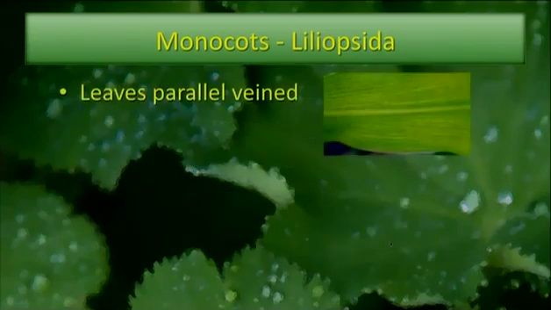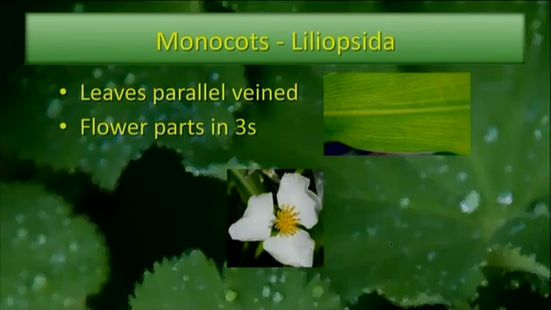Now the leaves of monocots, recall, are parallel veined. Remember that onion we looked at? And they have their floral parts in 3s. Now why don't we go take a look at some flowers in the flower model?